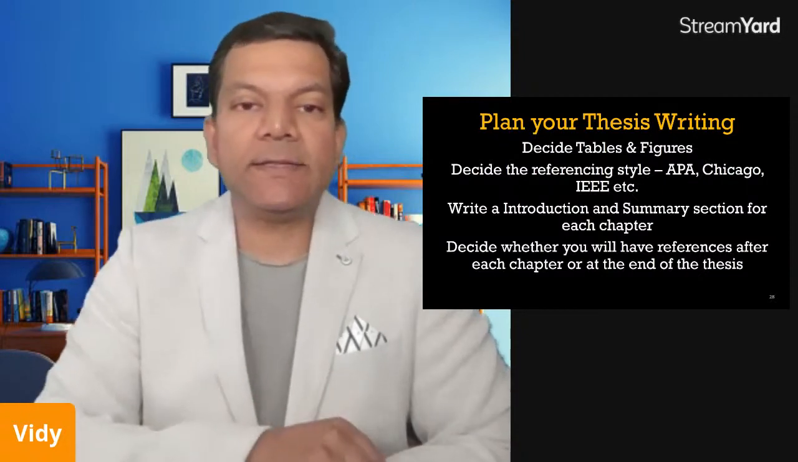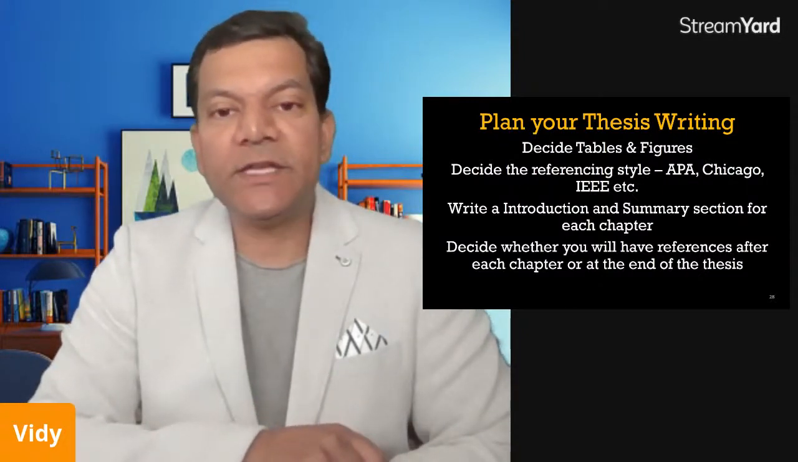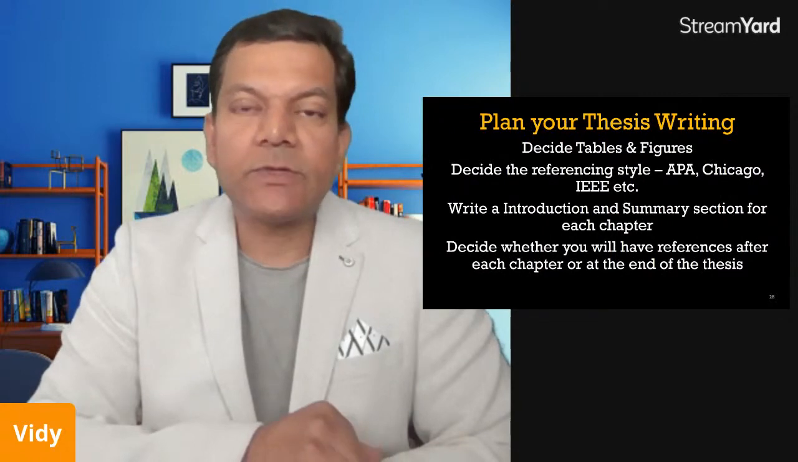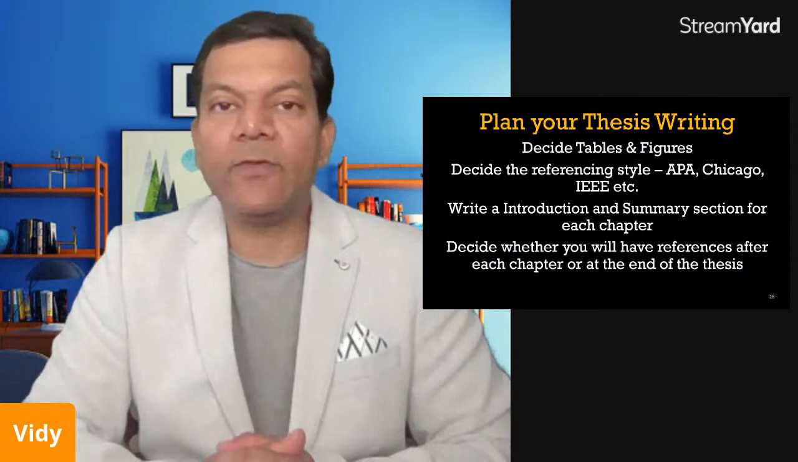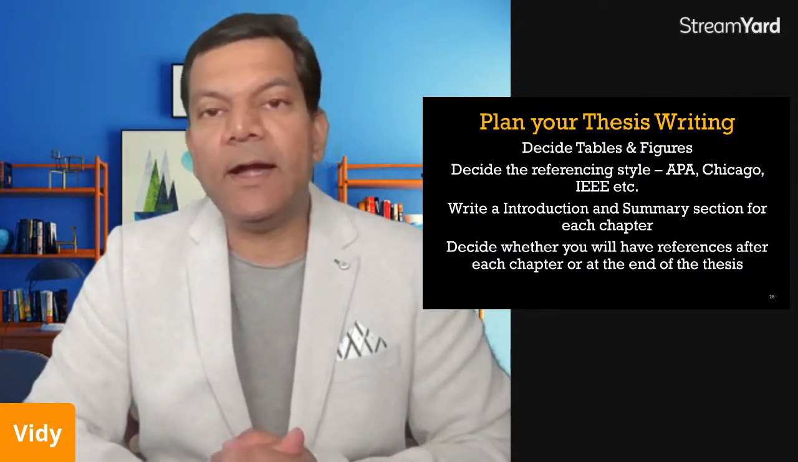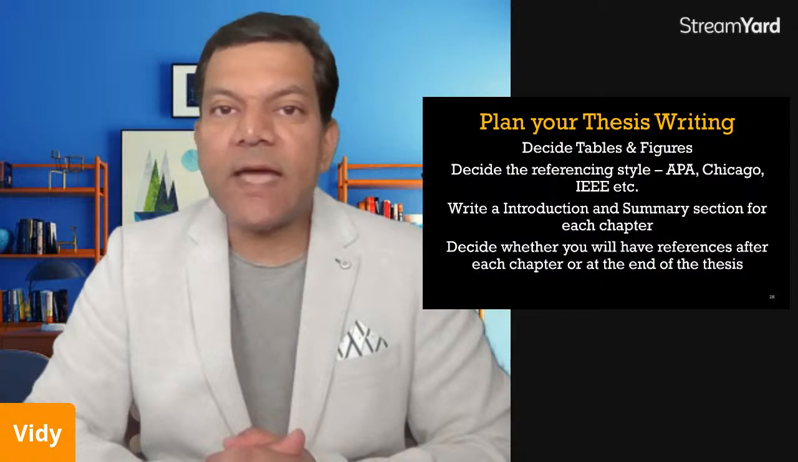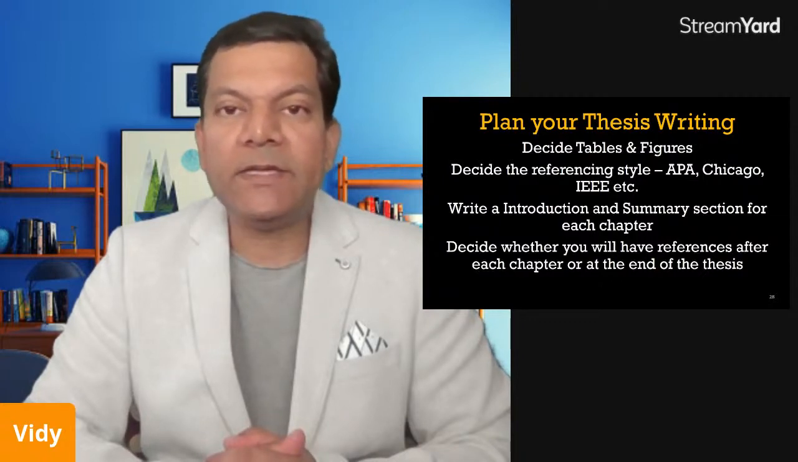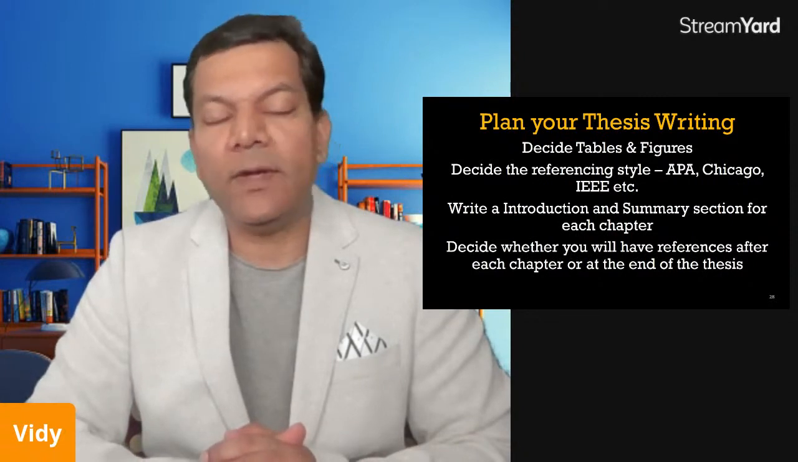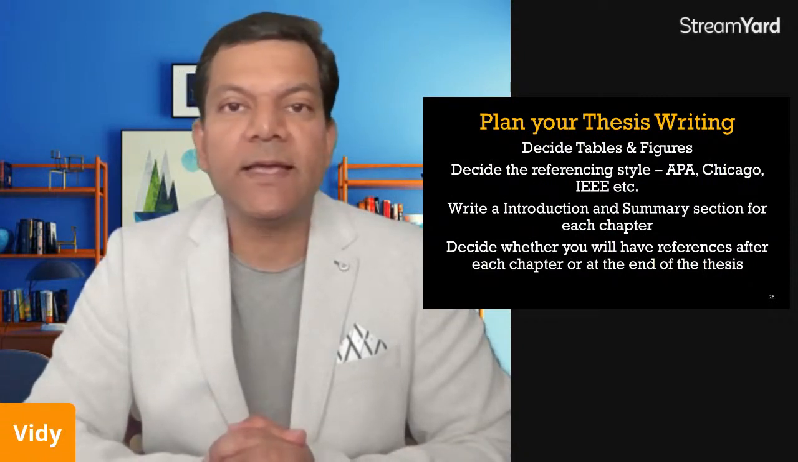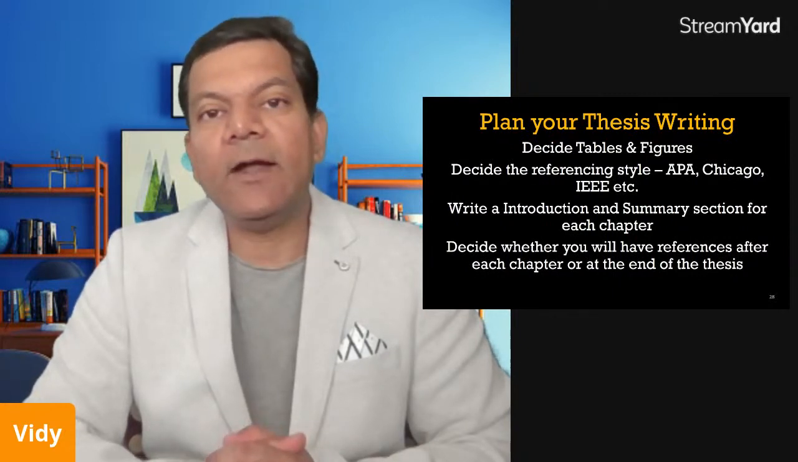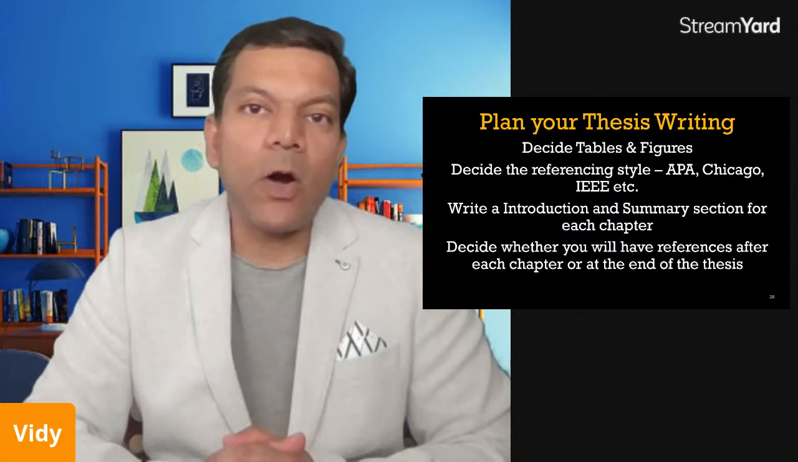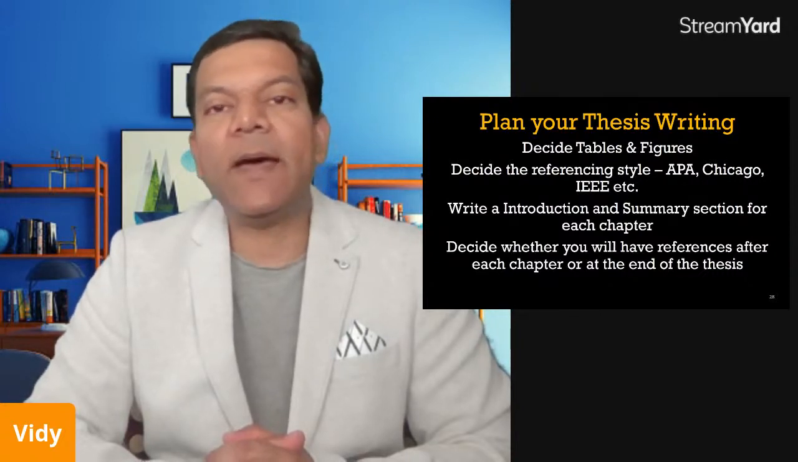The next thing is decide whether you will have references after each chapter or at the end of the thesis. There may be guidelines, your university guidelines, that stipulate either way. If it is at the end of the chapter, it makes it much easier to manage multiple files. Like I said, chapter 1, chapter 2, each are different Word documents or LaTeX files. It is much easier to manage that way if references are allowed at the end of each chapter. But if the references are not allowed at the end of each chapter, you can still manage it that way.